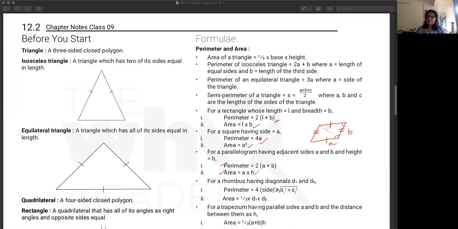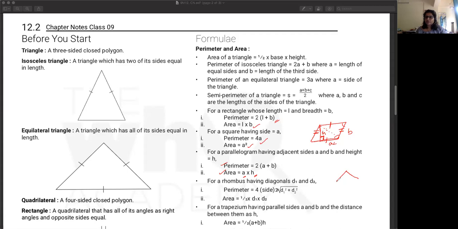Now in this case also, the height that you consider should be perpendicular to whatever base you're considering. So if the length of this particular side is A, then the height that you consider should be perpendicular to this side. This will be H. And if the shorter side's length is A, then the height should be on the shorter side. Okay.